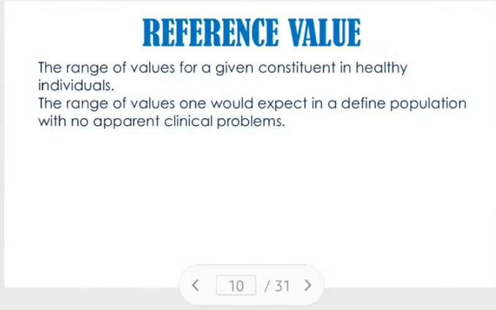Next, we have the reference range. It is the range of values for a given constituent in healthy individuals. It is also the range of values one would expect in a defined population with no apparent clinical problems. So we need to be able to define clearly what values are consistent with health and what changes in analytical values constitute movement into a pathologic state.